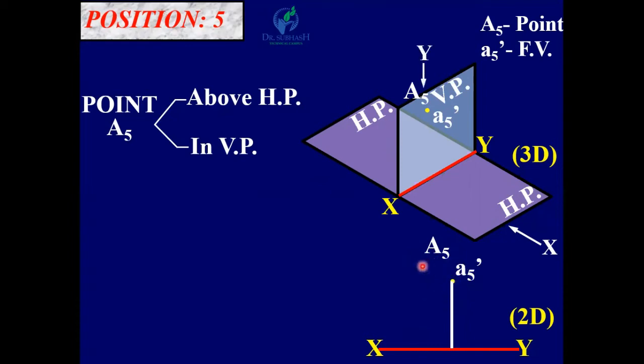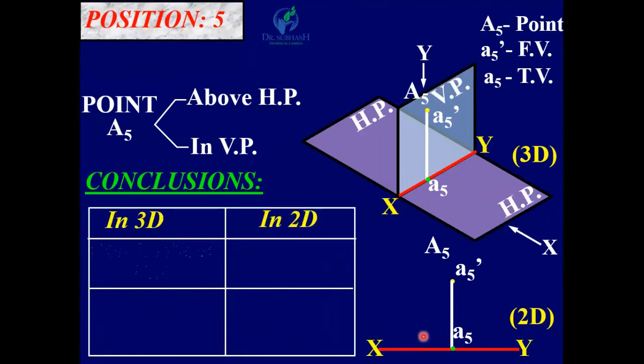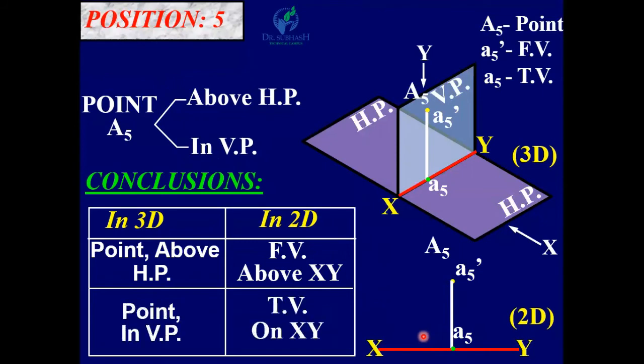Okay, now looking from top, its top view is on XY line. You can see here A5. So A5 is the top view, and it is on XY line. Point is in VP, so that's why its top view is on XY line. So conclusion, in 3D and 2D, point above HP, front view above XY, point in VP, top view on XY. Okay. Now let us see next position.